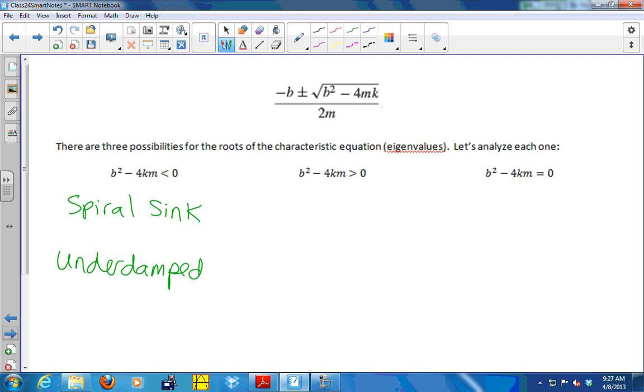Okay, so the way that I finally wrapped my brain around what the names of these are is that the point of damping is to prevent oscillation. If you were trying to damp the spring, you're just trying to stop its movement. So if you have a spiral sink, then we have all this oscillation, right? So we call this underdamped. There wasn't enough damping to prevent the oscillations, to send the mass just to its resting point. If b squared minus 4km is positive, we call this overdamped.